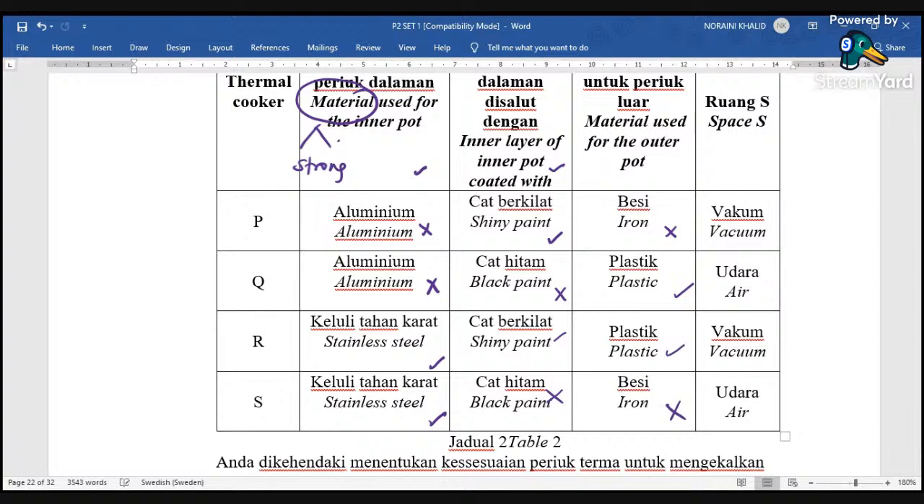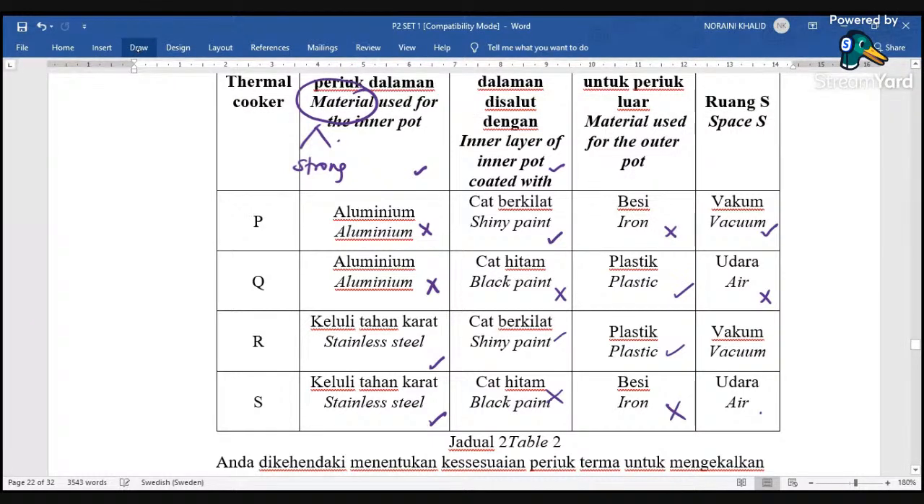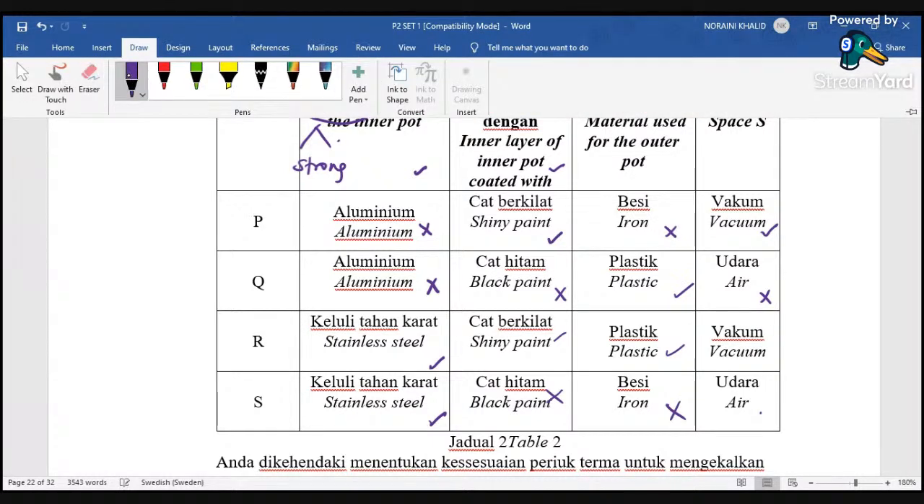Okay. The space here also is to try to prevent heat loss to the surrounding, or to reduce heat loss. So air is a medium that can transfer heat. So I don't want air. So I just take it as vacuum. Sorry, I want it vacuum.